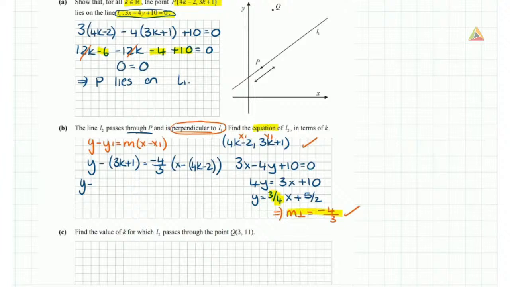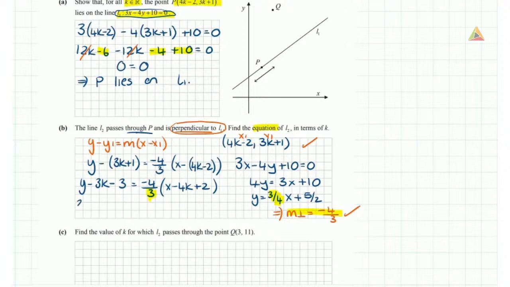So getting rid of the brackets, y minus 3k minus 3. I'm going to leave that minus 4 over 3 there for a second, and I'm going to work out this bracket. So we're getting x minus 4k plus 2. And like I said to you in the Junior Cert question, because it's a fractional slope, we're going to basically multiply across by 3.